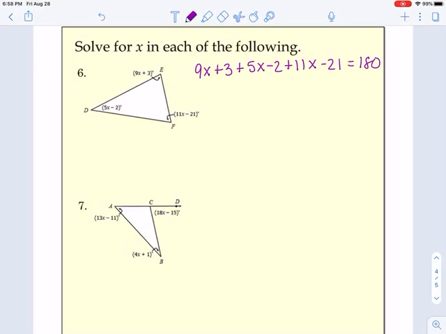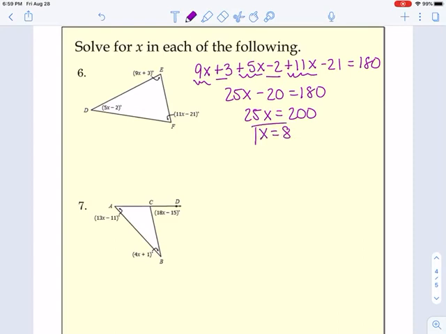This is where you really need to be careful of my math. All right, so 9x and 5x is 14x, and 14x plus 11x is 25x. Positive 3 minus 2 is 1, and 1 minus 21 is going to be a negative 20, and that should give me an answer of 180. I'll add 20 to both sides now, so I'll have 25x equals 200, and then the last thing that we'll do is divide both sides by 25, and x should give me an answer of 8 in number 6. Doesn't ask me to find any of the angle measures, it'll only ask me to find x, so I'm done.